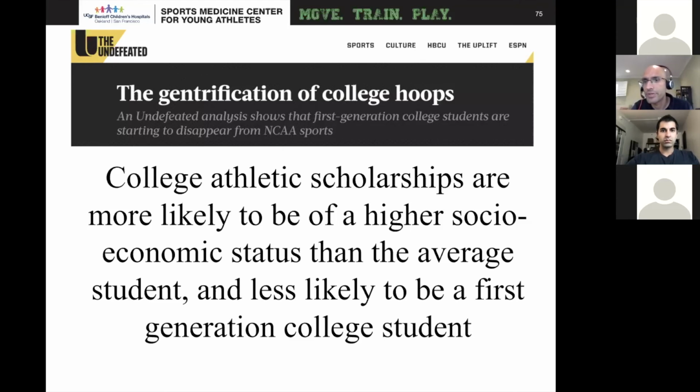And the whole thought, at least in my mind, of what a scholarship is supposed to do is to give opportunities for students who may be from lower income households or from historically disenfranchised communities. Scholarships should technically be a way that these kids can get out of the situation they may be in. But if you actually look at a study of college basketball scholarships, we found that college athletic scholarships are more likely to go to students who are of higher socioeconomic status than the average student, and less likely to be first generation college students. It's the antithesis of what you actually thought.